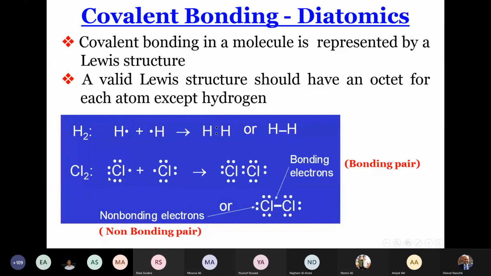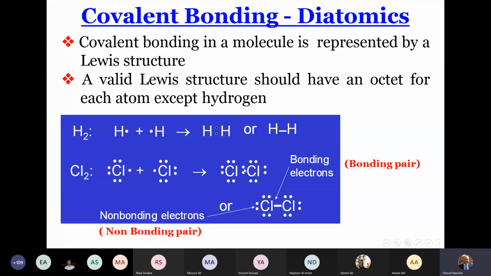Consider Cl2. The first Cl has 7 valence electrons and the second Cl also has 7. So the first Cl needs 1 electron to have its orbitals completely filled, and this is the same for the second. So the first Cl will present 1 valence electron, and the second will present 1, and we will have 2 electrons between the Cl. So if we count for the first Cl, we have 2, 4, 6, 8 electrons, and for the second Cl we also have 2, 4, 6, 8 electrons.